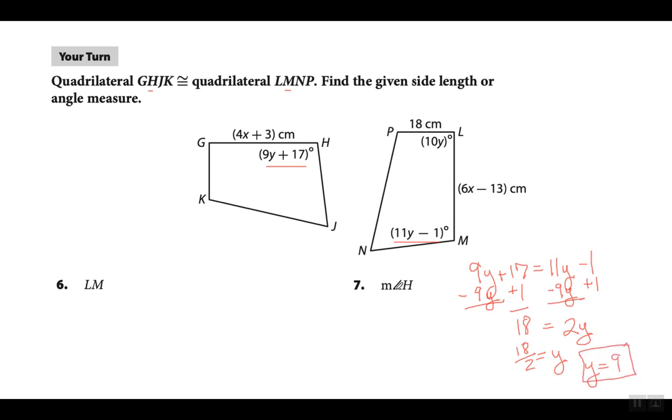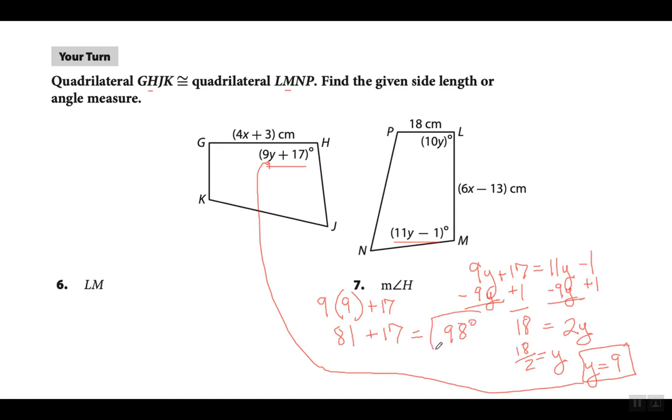The question is, what is the measure of angle H? So now I have to substitute y equals 9 right there. It's going to be 9 times 9 plus 17. 9 times 9 you should know is 81. Now I have to do 81 plus 17. So my final answer is going to be 98 degrees. So the measure of angle H is 98 degrees.